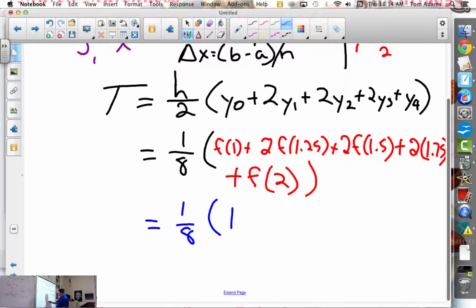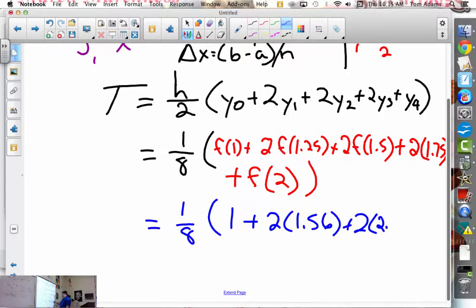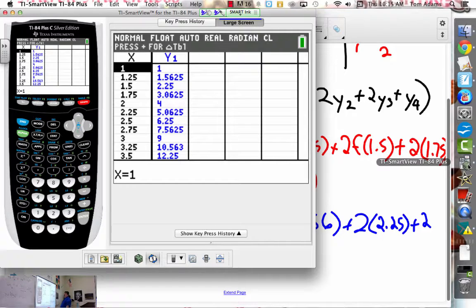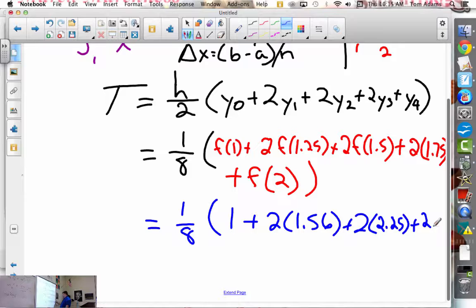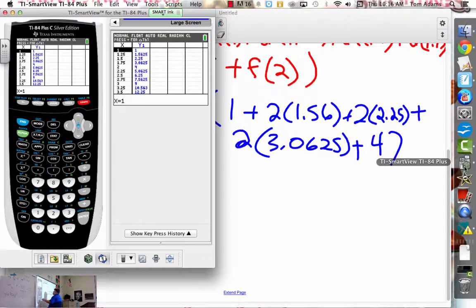1 plus 2 times 1.56 plus 2 times 2.25 plus 2 times 3.625. Let me move that down to the other line. So it's 3 point this. That's why it was wrong. All right, so let's go back and fix that.